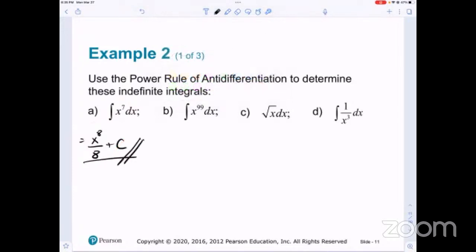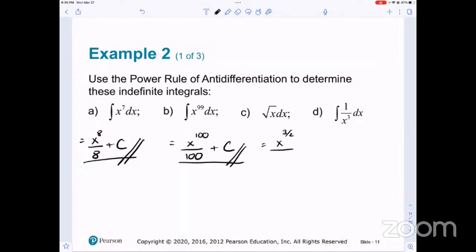Then for B, same deal. If we add 1 to the power, that's going to be x to the power of 100 divided by 100 plus some constant. For square root, let's see. Square root is the same as what? x to the power of a half. Let's just try the same technique and see if it works. If we add 1, 1/2 plus 1 is 3/2. So that's going to be x to the power of 3/2 over 3/2 plus some constant.